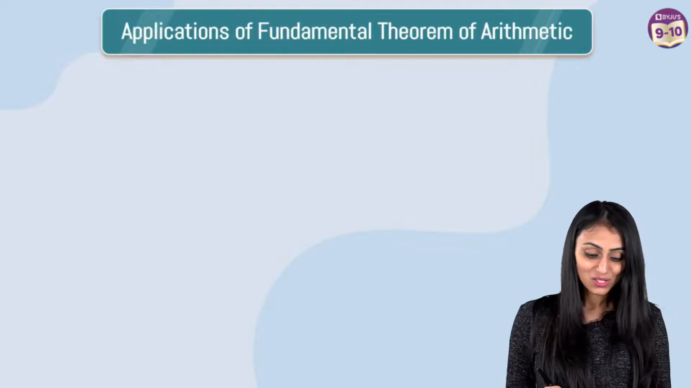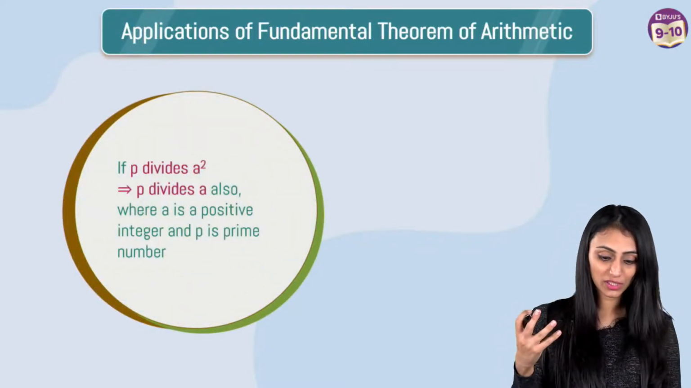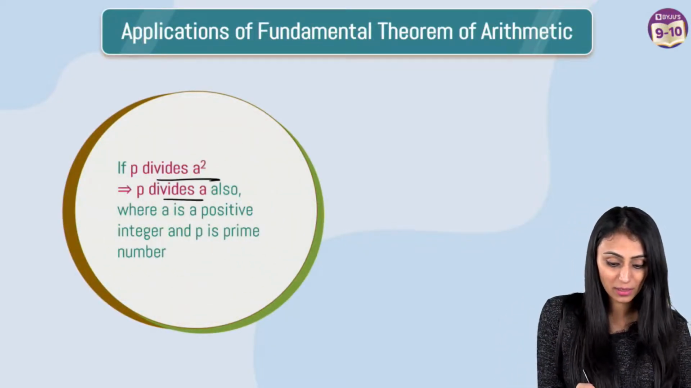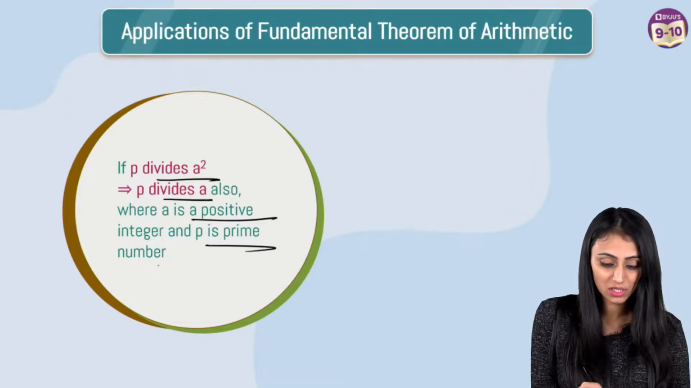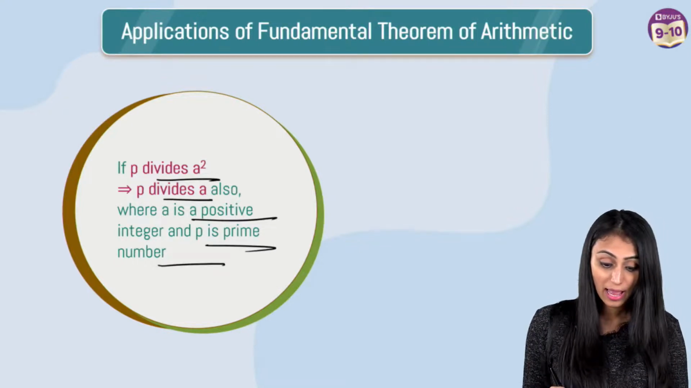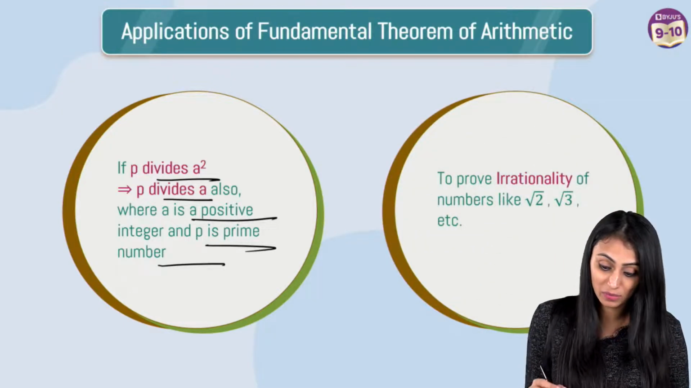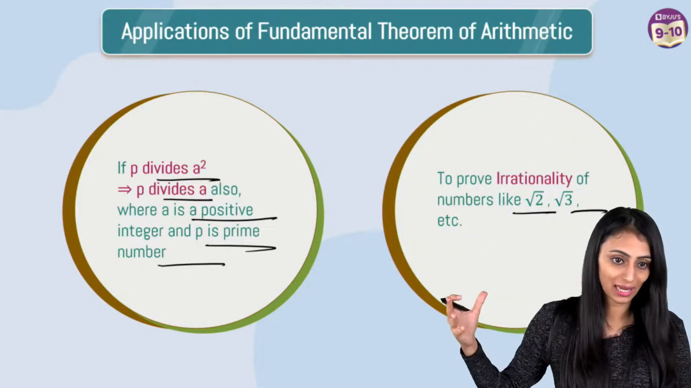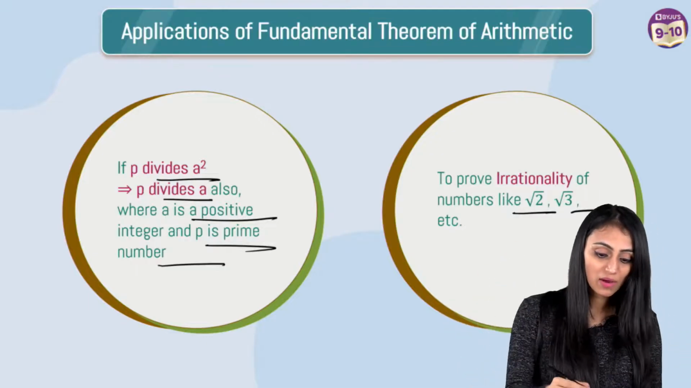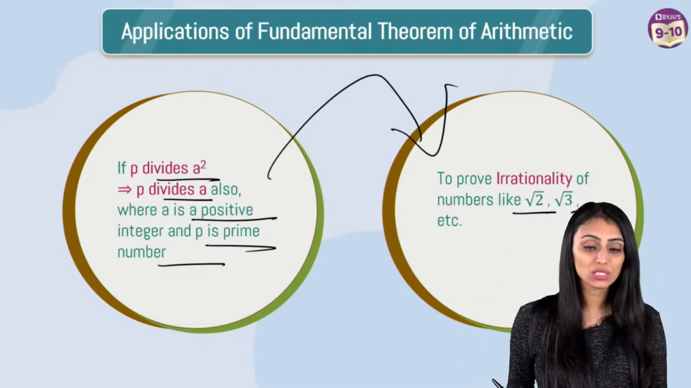All right. So according to the fundamental theorem of arithmetic, if P divides A square, it implies P divides A, where A is a positive integer and P is a prime number, and it will be used to prove the irrationality of numbers like root 2, root 3 and so on. All right. So we have understood. Where are we going to use this actually?